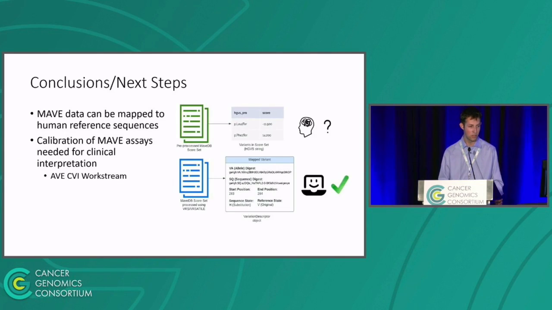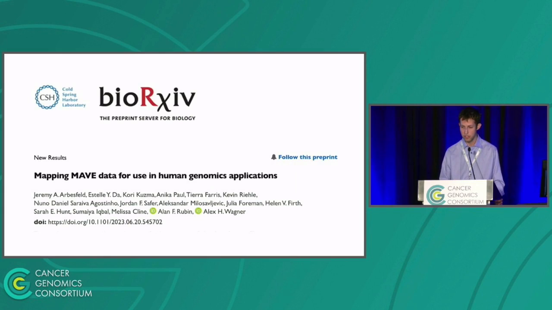Lastly, for conclusions, MAVE data can be mapped to human reference sequences, and the next step I see is calibrating this MAVE data for clinical interpretation. And this is an effort underway in the AVE clinical variant interpretation workstream to make this data more readily available for downstream clinical interpretation. If you're interested in this work, I encourage you to read our manuscript, or preprint, on bioRxiv.